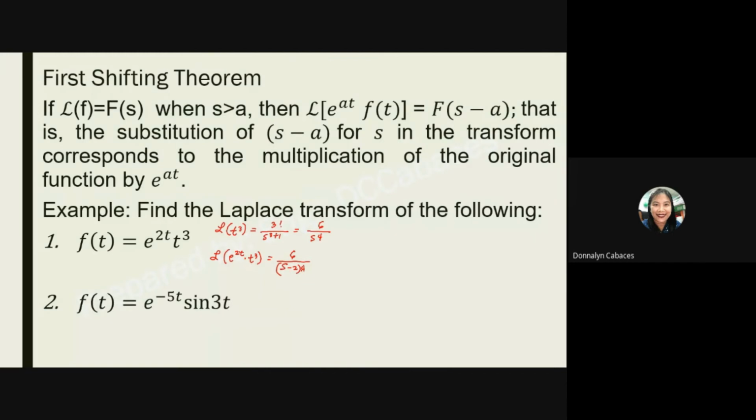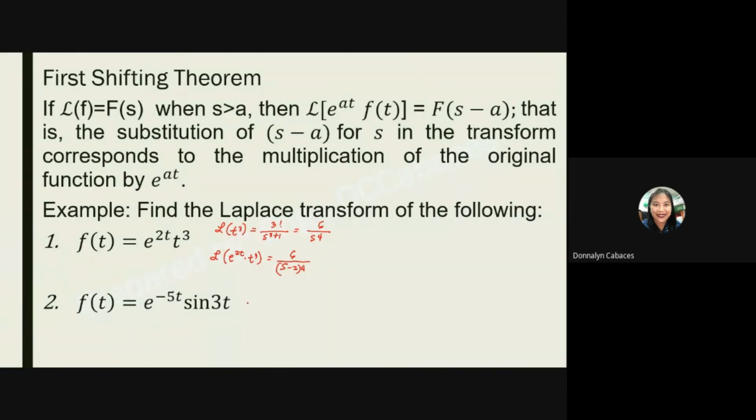So if you want, you can expand this s minus 2 to the 4th. If in case you are given a multiple choice and you do not find 6 over s minus 2 to the 4th, then maybe you can expand this, and maybe one of the options will be the expanded form of this. Okay, so that is first shifting. You shifted s to s minus a. Now let us have the second one.